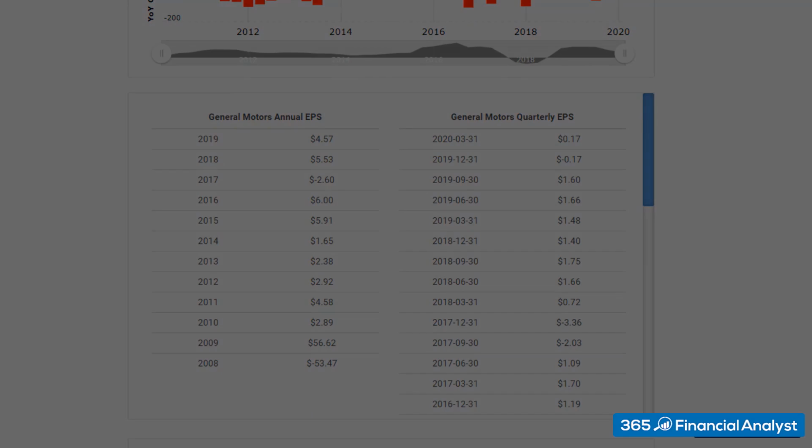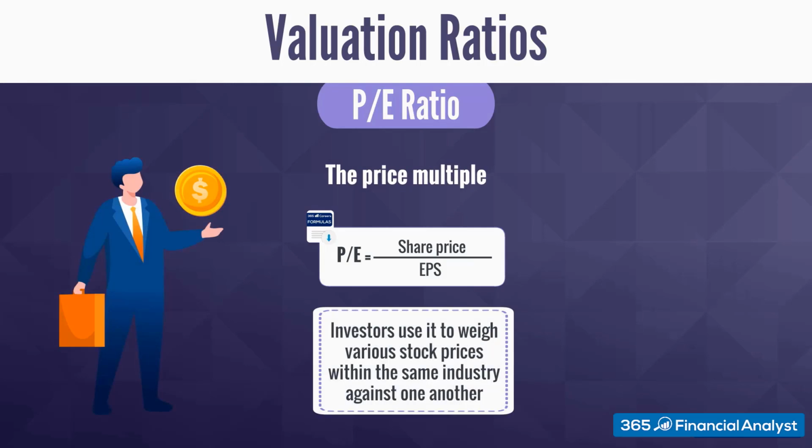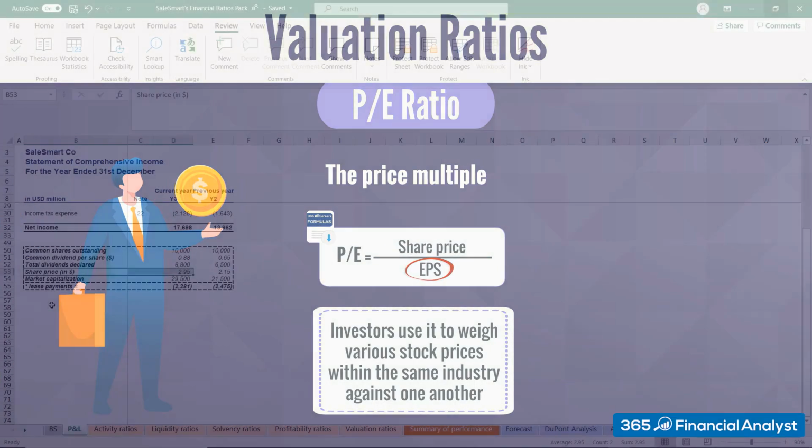Amazing. What else? The P/E ratio is another widely used valuation metric. It is often simply referred to as the price multiple. Investors typically use it to weigh various stock prices within the same industry against one another. The P/E ratio is calculated as the share price, the price at which shares are currently traded on the market, divided by the latest earnings per share, EPS.